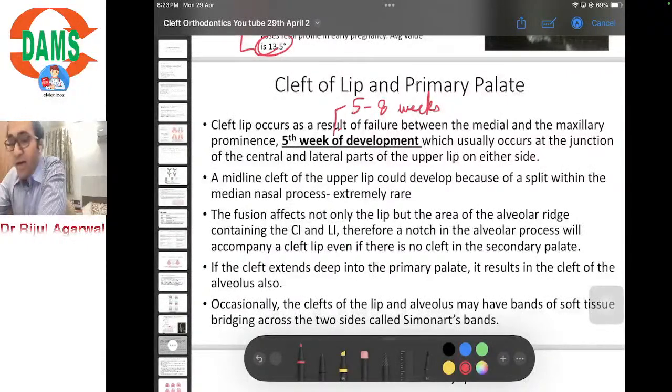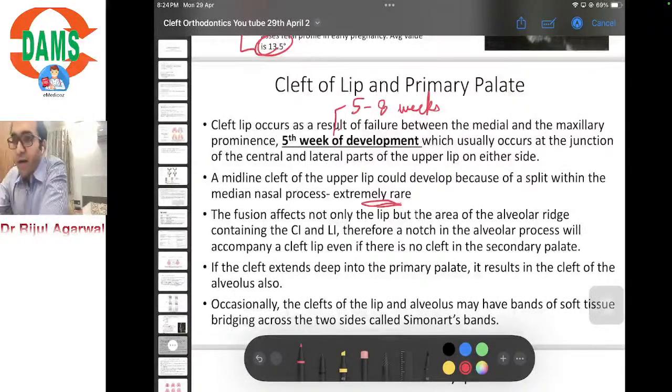Next is the midline cleft of the upper lip. Midline cleft is very rare and can occur due to a split in the medial nasal process, but it's extremely rare. Okay, so cleft lip and palate can occur at 5 to 8 weeks due to defective fusion.